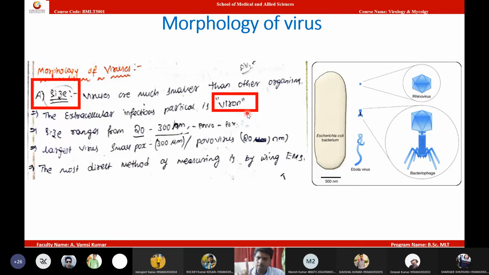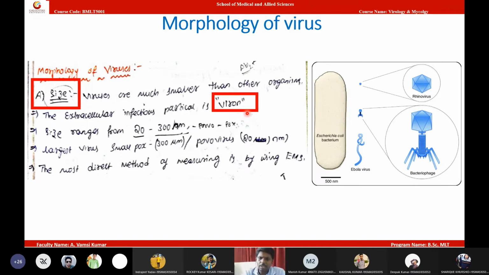Mainly the sexually transmitted viral infections such as HIV and hepatitis are very deadly. So this is all about the size of the virus. The extracellular infective agent, the virus present outside the cell, is called a virion. So this is all about the size.